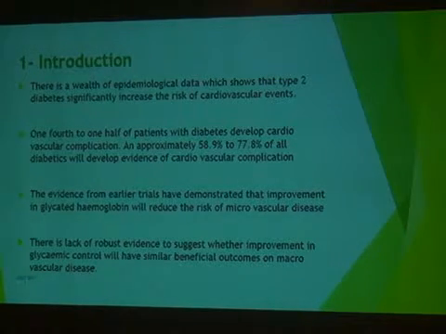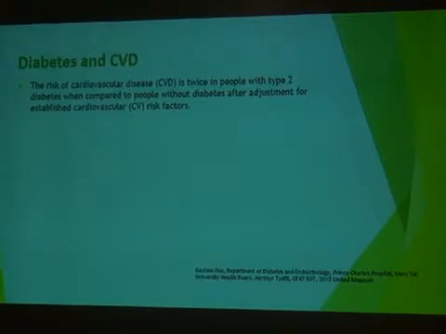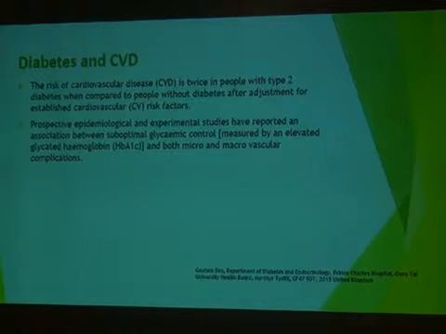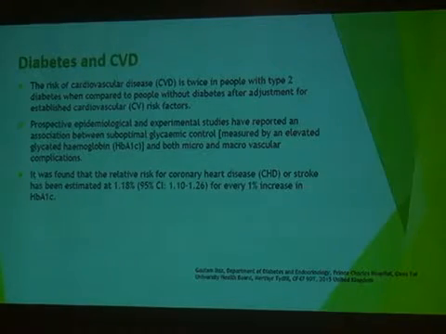Evidence from earlier trials has demonstrated that improvement in glycated hemoglobin will reduce the risk of microvascular disease, but there is still a lack of evidence to suggest whether the improvement will have a similar beneficial outcome on macrovascular disease. The risk of cardiovascular disease is twice in people with diabetes as in people who do not have diabetes. Prospective epidemiological and experimental studies have reported an association between suboptimal glycemic control, an elevated A1C, and both micro and macrovascular complications. And it is worth noting that even in the pre-diabetes phase, these people would have started to develop the changes. So it is not after the patient develops diabetes, it is at least 10 years before, in the pre-diabetes phase.